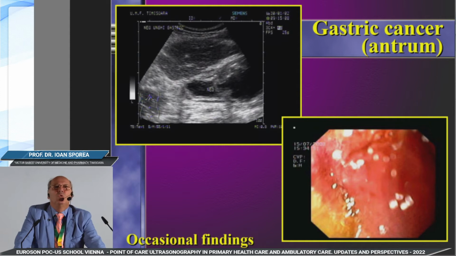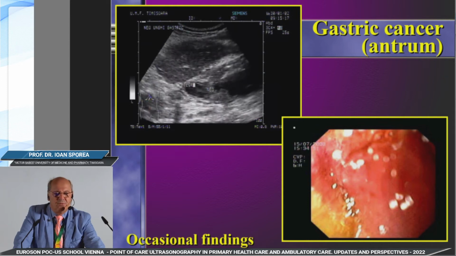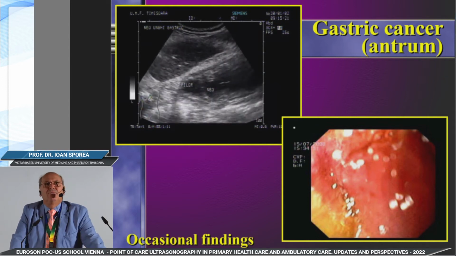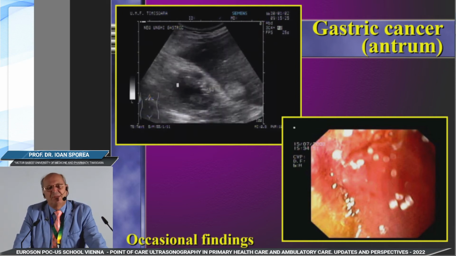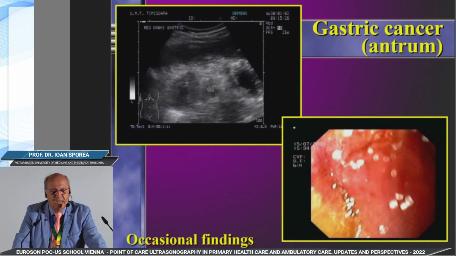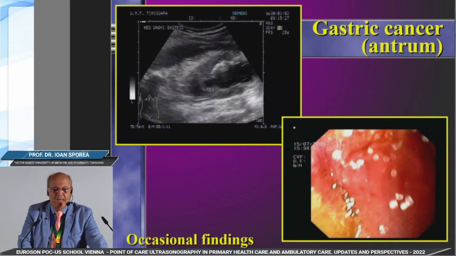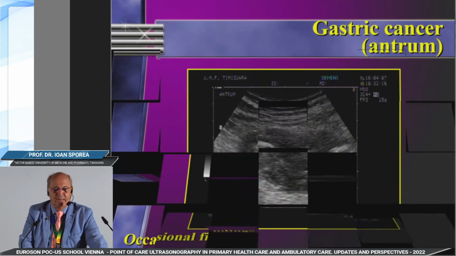Sure, we don't look specially for this, but performing ultrasound in our patients with some digestive symptom, we can have this image. If we have some suspicion, again give some water, 500, 700 ml of water, and you will see this antral wall that is enlarged.